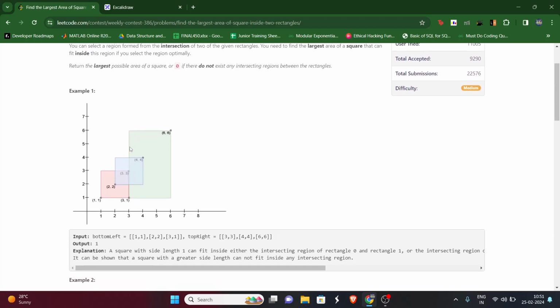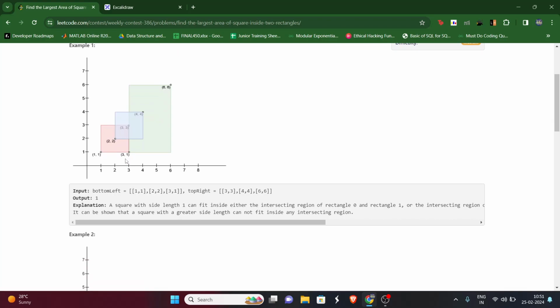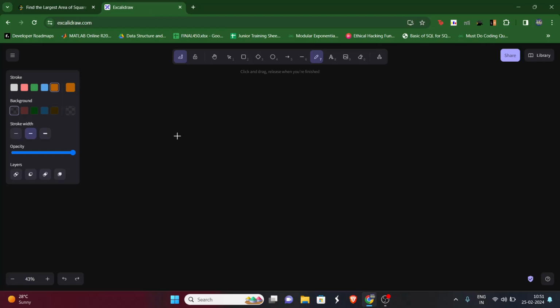Now, seeing the example, the first rectangle, though it looks like a square here, let's talk in terms of rectangles only. If we see the first rectangle and the second rectangle, there's an intersection of this part. If we see here, this coordinate is 2 2, so let me draw it.